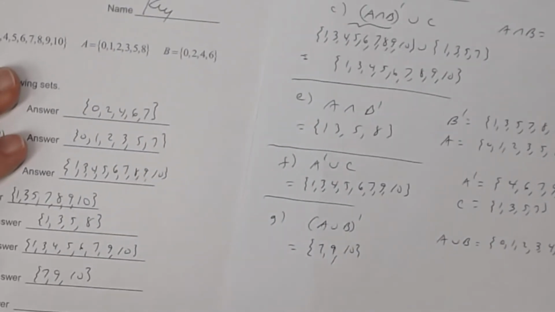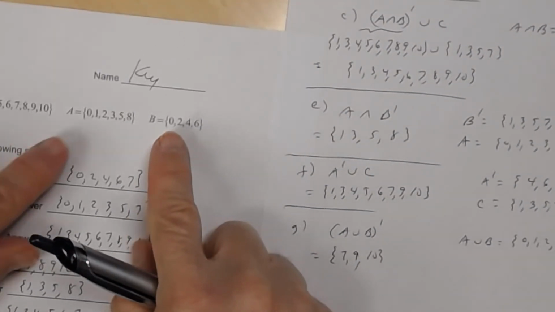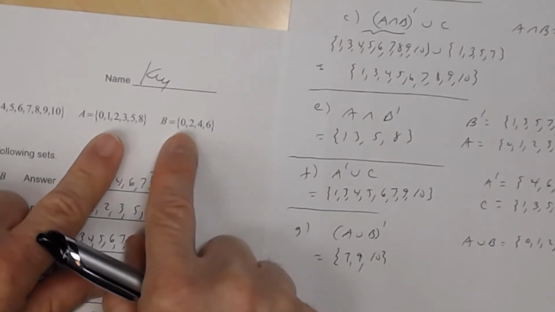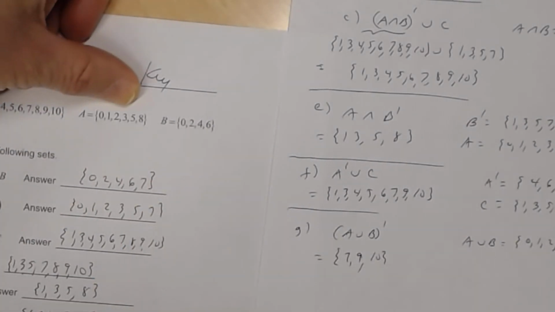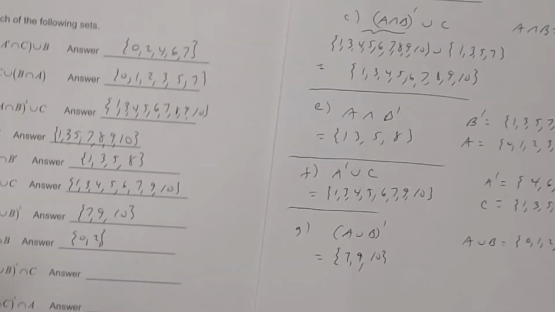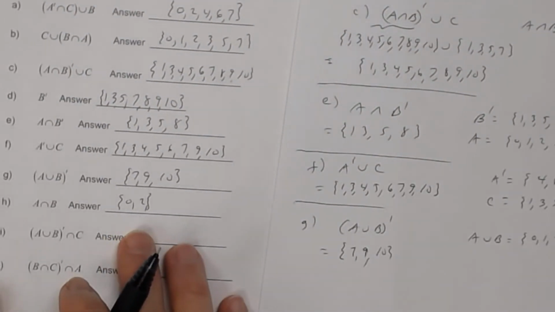All right, now let's get the intersection. The intersection's easy for A and B. If you look at A and B, what do those two have in common? Well, they have the elements 0 and 2, and that's it. So 0 and 2 is all they have in common.